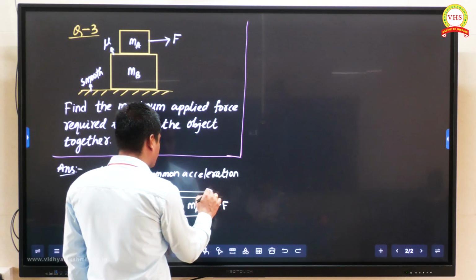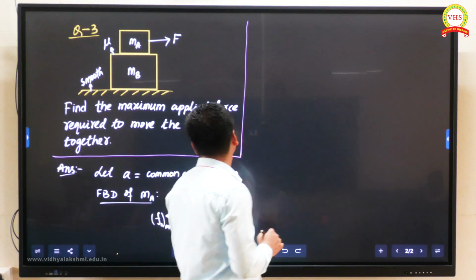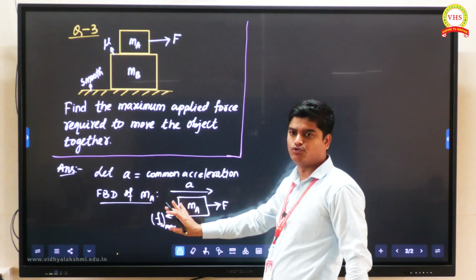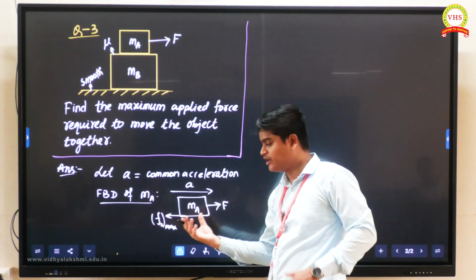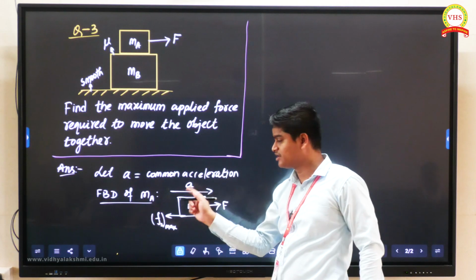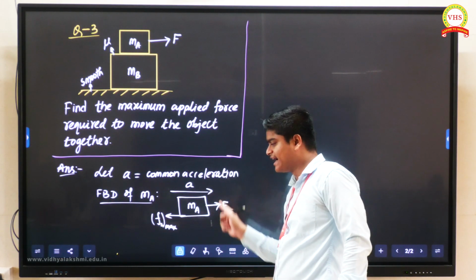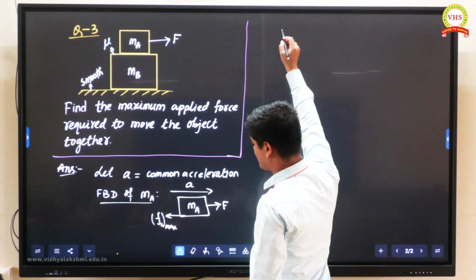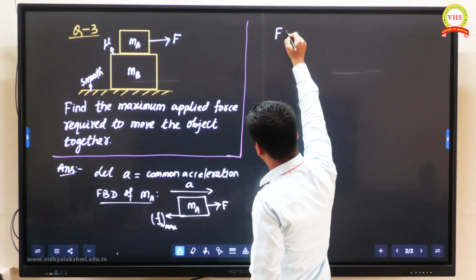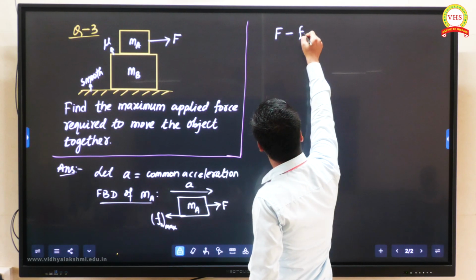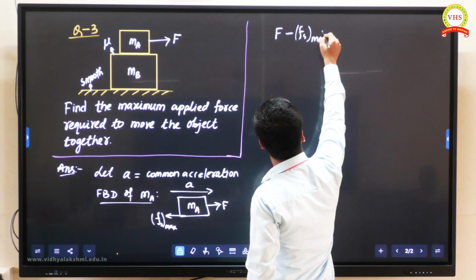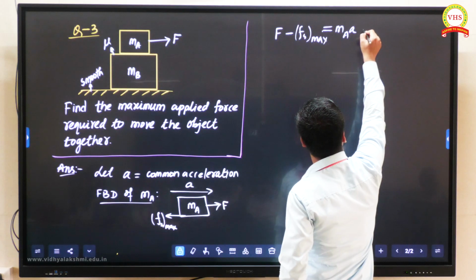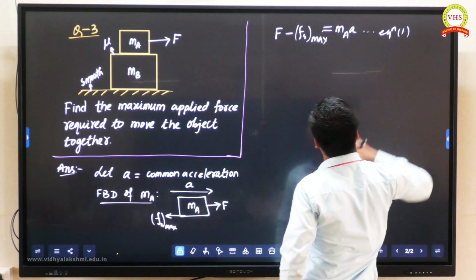Now next listen. Here it is moving with a common acceleration A. Clear. Now come to the equation. How to write the equation here? Already you know, if a right side force and a left side force are there, the net force acting is F minus Fs max, because the acceleration is in this direction. So this force will be the greater force. So greater force minus smaller force equal to mass times acceleration. So one equation I can write here: F minus Fs max equal to mass times acceleration. This is Equation 1.